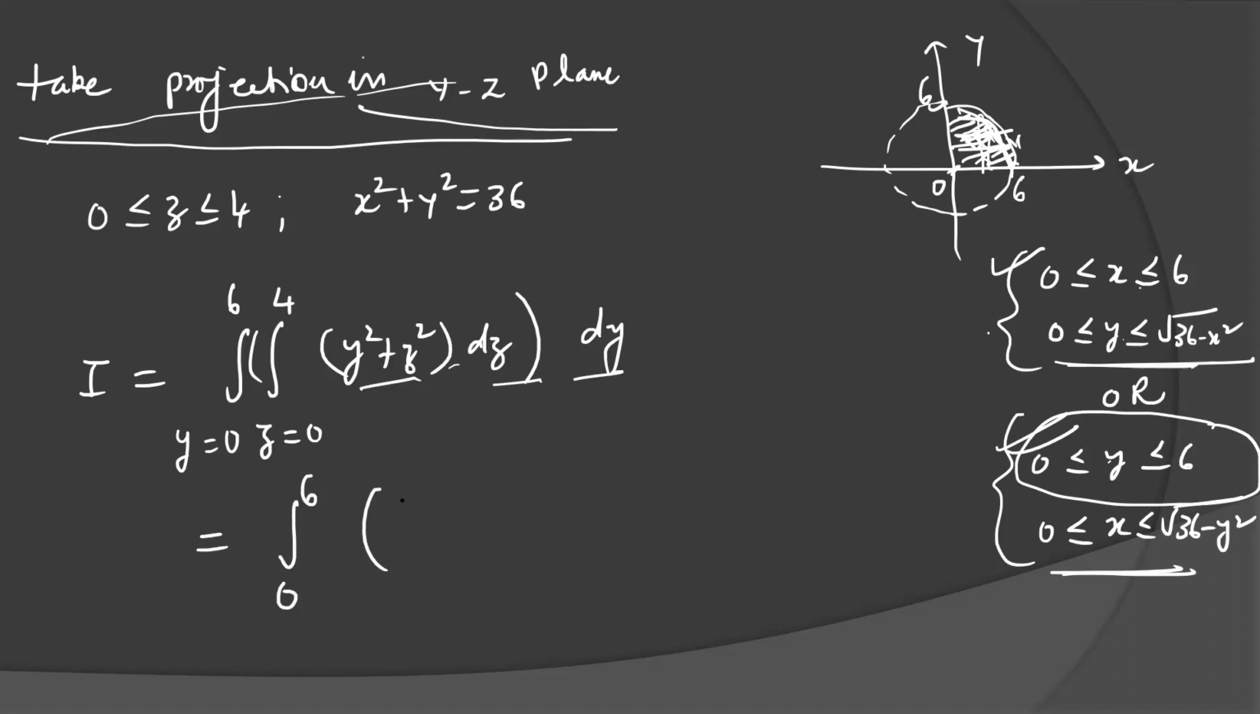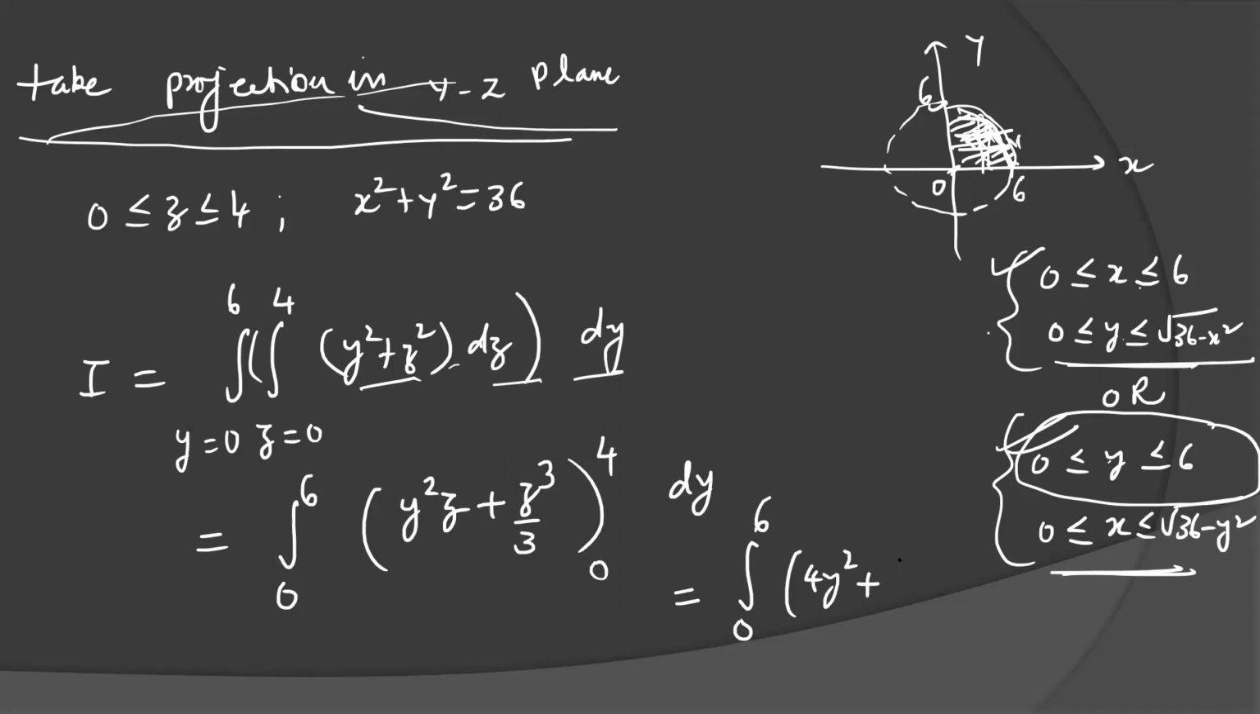So if you integrate with respect to z, it will be y square z plus z cube by 3, from 0 to 4, dy. So simplify it now. If we apply the limit in z firstly, then it will be 4y square plus 4 cube by 3, dy. And if you simplify it, you will get this is equal to 416. So the given integration value is 416.